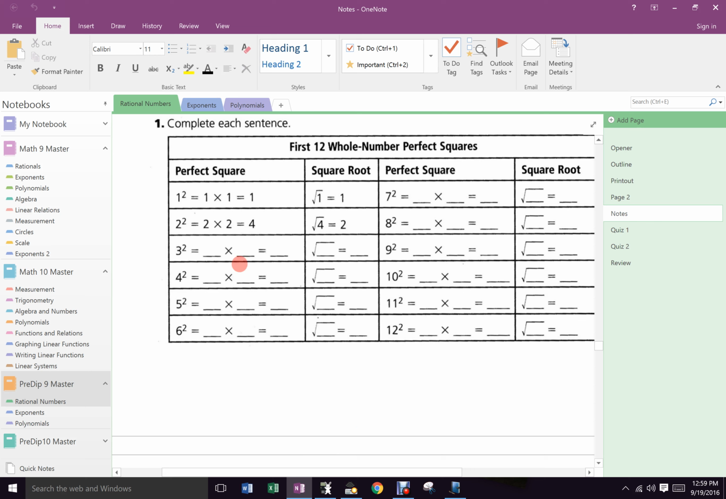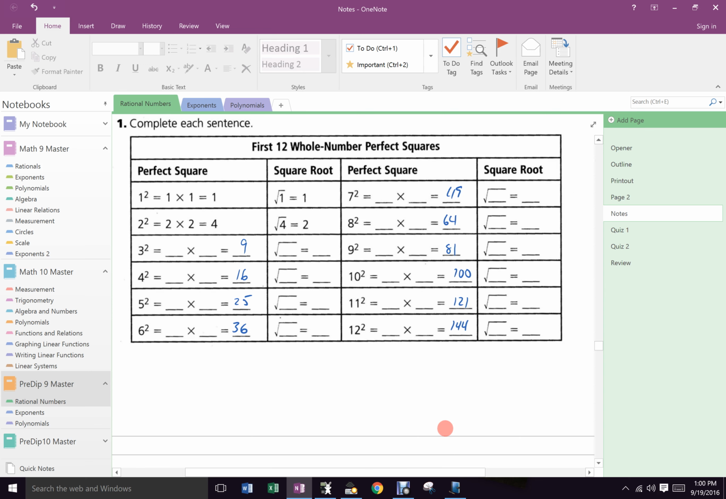So, you guys are honors kids. I don't care too much about you filling in the 3 times 3. But I would expect you to know 9, 16, what's next? 25. Then? 36, then 49, 64, 81, 100, 121, 144. Now, then obviously the roots, you know them.